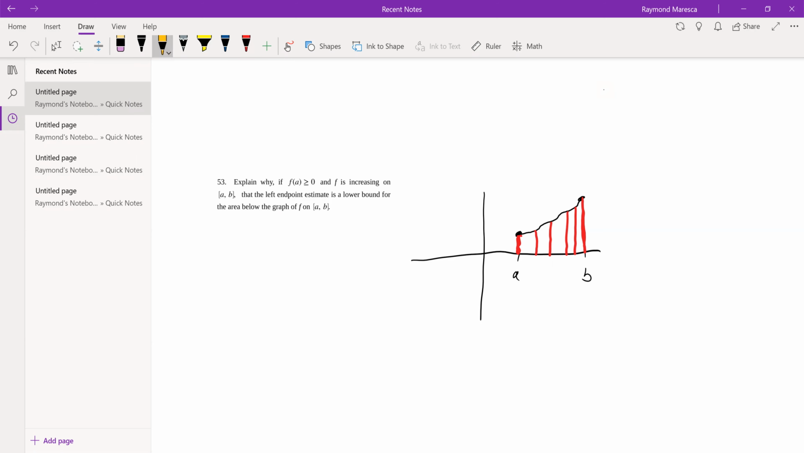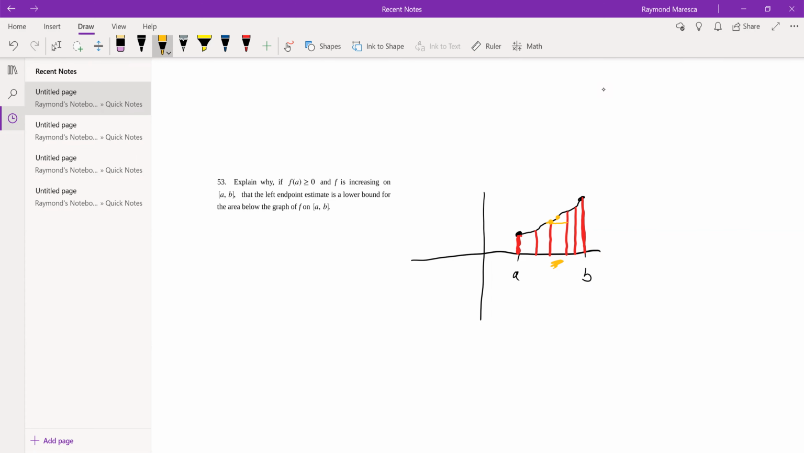So in order to make the areas of these rectangles as small as possible, since each rectangle has the exact same width, the only thing that we can change is the height of the rectangle. So let's look at this rectangle here. We want it to have the smallest height. So if we use the left endpoint method, that means our height is going to be this. Now, let's say we pick any other point in this interval. Well, then that point is going to be higher up than our left endpoint of the interval.